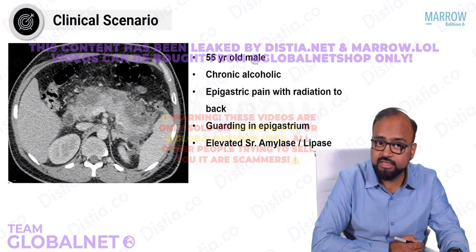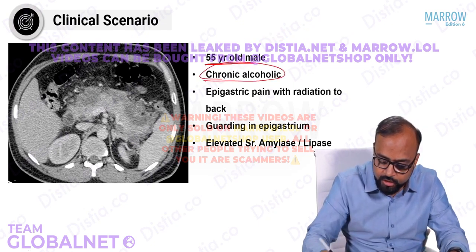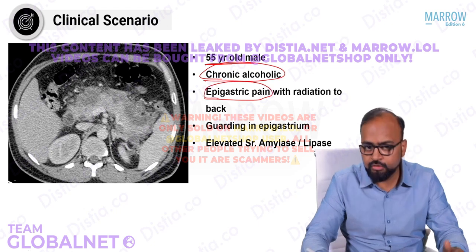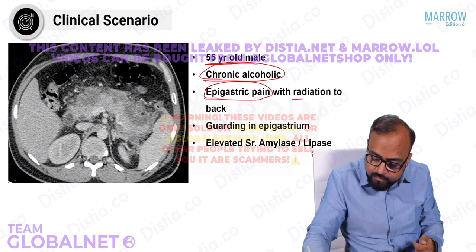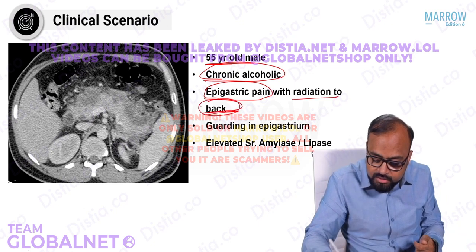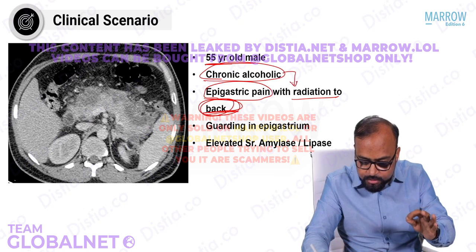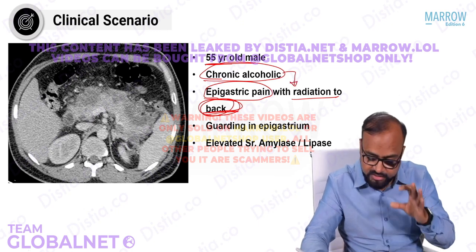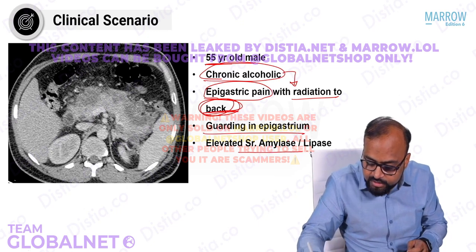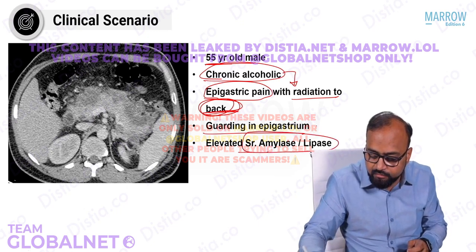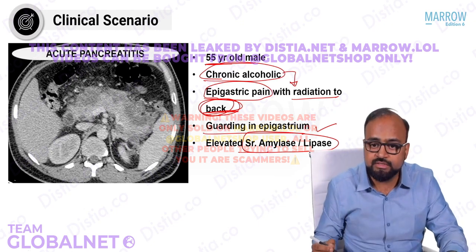Right, now look at this clinical scenario. 55-year-old male, chronic alcoholic, presents with epigastric pain. Now just epigastric pain could be gastritis, but epigastric pain with radiation to the back suggests the involvement of pancreas. Chronic alcoholic, is it a predisposition for pancreatic inflammation? Yes. There is guarding, which is again a sign of inflammation. Elevated serum amylase and lipase will clinch the diagnosis of acute pancreatitis.